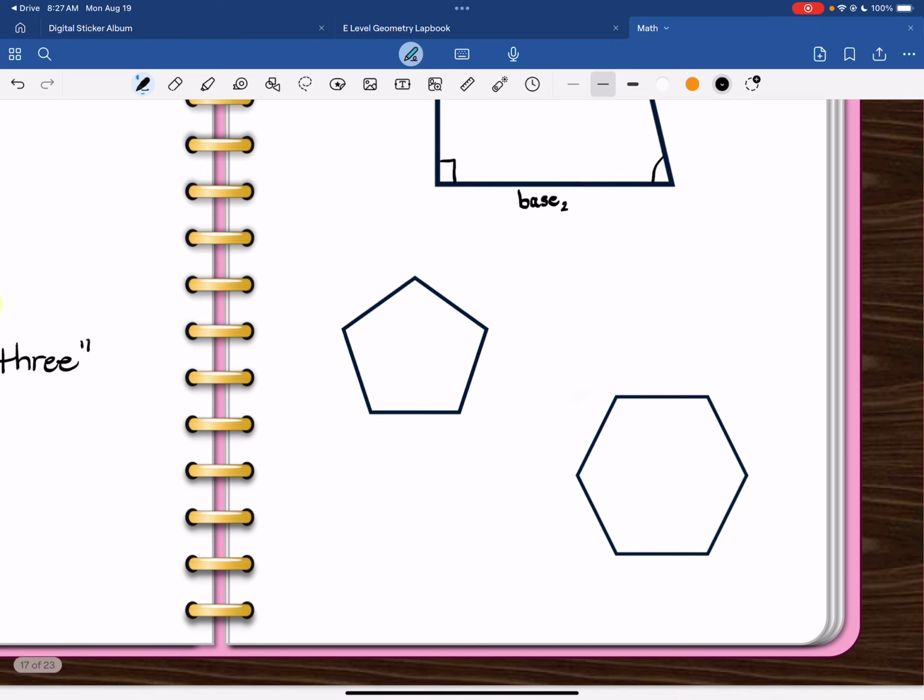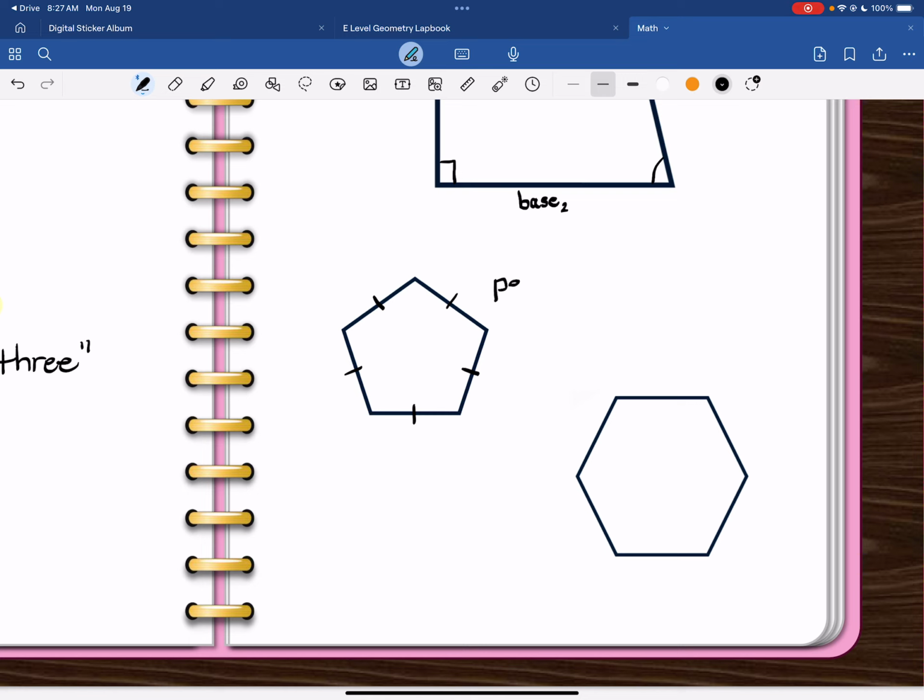All right, this one has, let's count them. 1, 2, 3, 4, 5 sides. So that is a pentagon. Penta means 5. Anytime you see penta, you can know that it has something to do with 5. Penta is 5.